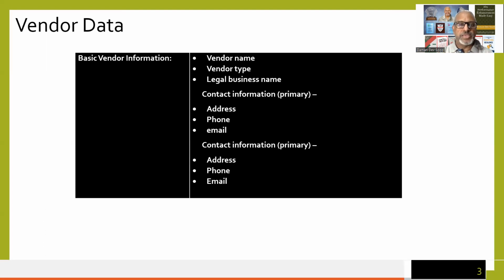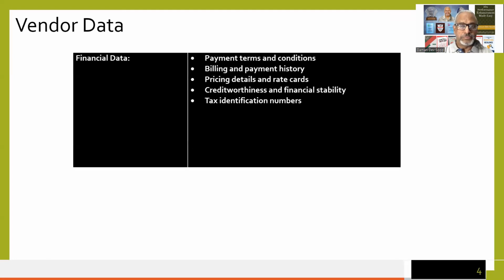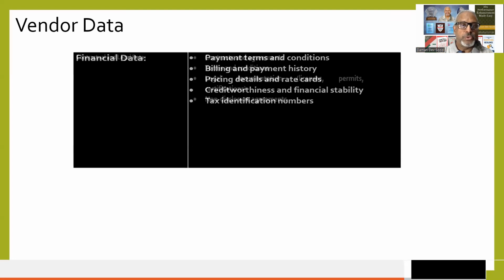Starting with the basic information, which is the name, type, and their contacts, primary as well as secondary. That's basic business continuity or resilience. What are our payment terms with them? What has been the history? What rates have we fixed with them? And their tax identification numbers. This is financial data we need to capture about our vendor.